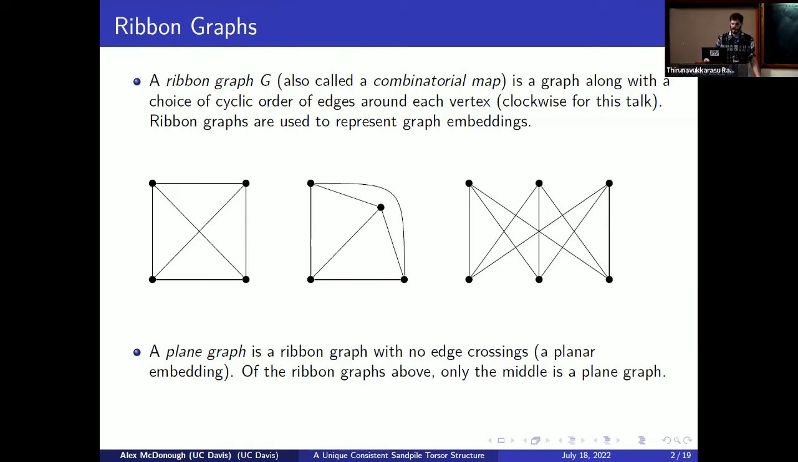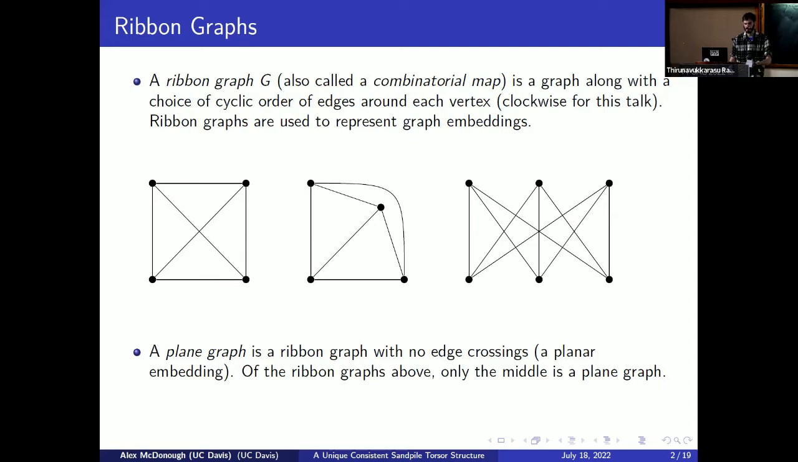So a plane graph is a ribbon graph with no edge crossings. This is like a specific embedding of a planar graph. So I have a couple examples up here of ribbon graphs. The first two are the same graph, but the first one is not a plane graph because you can see that there's a crossing here. You could not draw this on a sphere without some sort of intersection with this specific choice of ordering of the edges around each vertex.